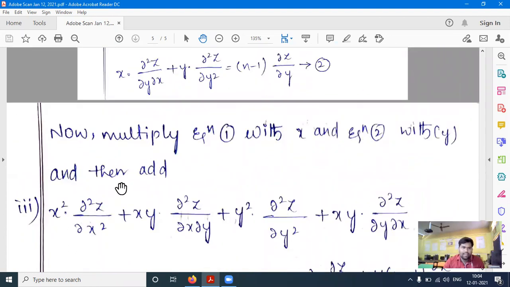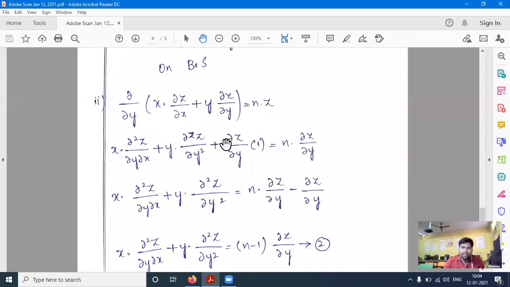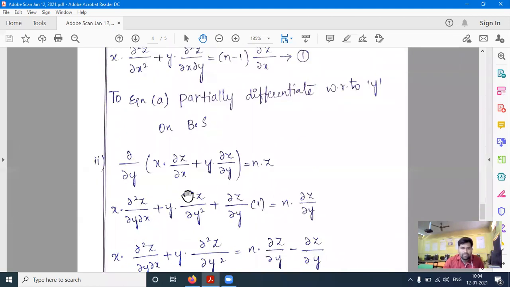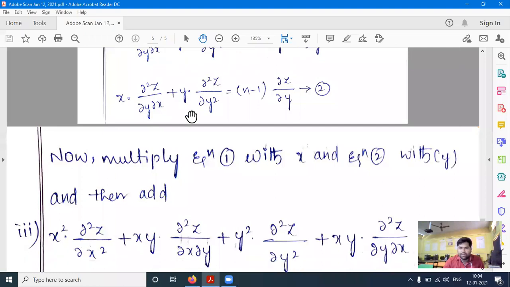See, equation number 1 is x² into ∂²z/∂x² plus xy into ∂²z/∂x∂y is equal to (n minus 1) into x into ∂z/∂x. So x² into ∂²z/∂x² plus xy into ∂²z/∂x∂y, plus, for the second one, equation number 2 we are multiplying with y. So this one multiplied with y means y.